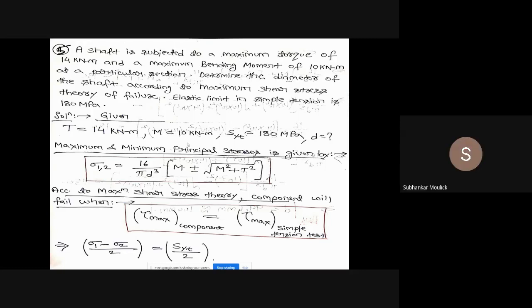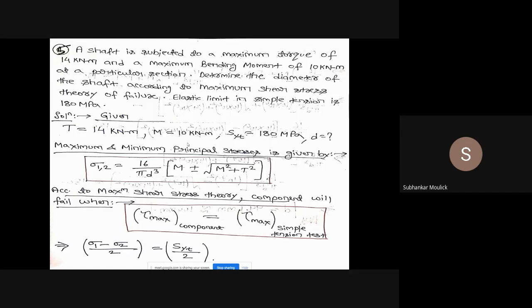What else is given? Elastic limit is given, sir. If elastic limit is given, then is it the SYT value or SUT value? Sir, yield one. Yes, elastic limit in simple tension means SYT is given, that is yield strength, whereas SUT is ultimate strength. So the yield strength SYT is equal to 180 megapascal. What I need to determine is the diameter of the shaft using maximum shear stress theory of failure.